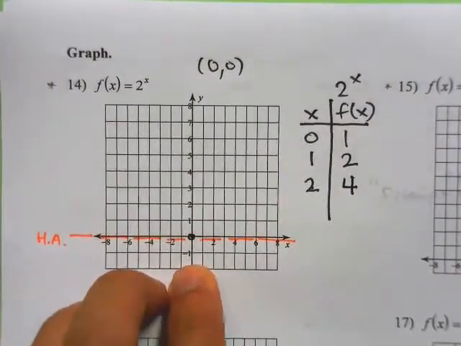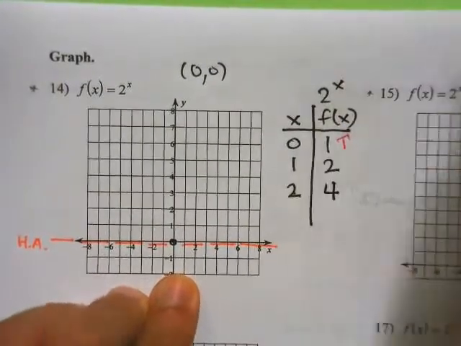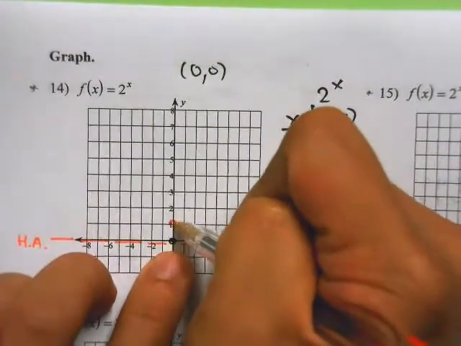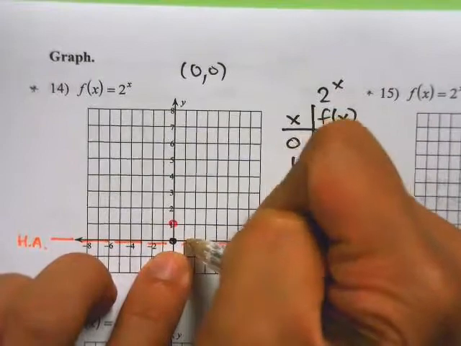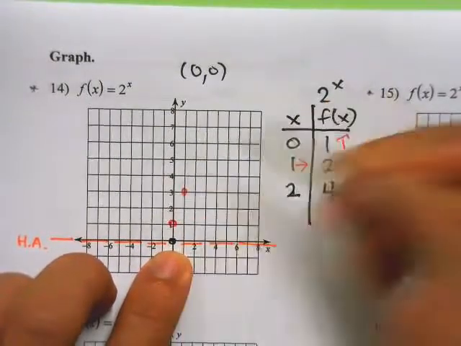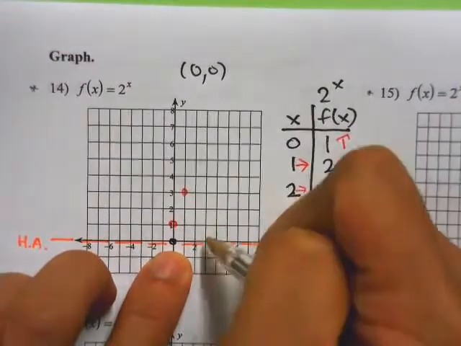So this can be your pattern for the 2 to the x graph. You're just going to go 1 up from the starting point right over here. Then you're going to go 1 to the right, 2 up, 1 to the right, 2 up, and then 2 to the right, and then 4 up, 2 to the right.